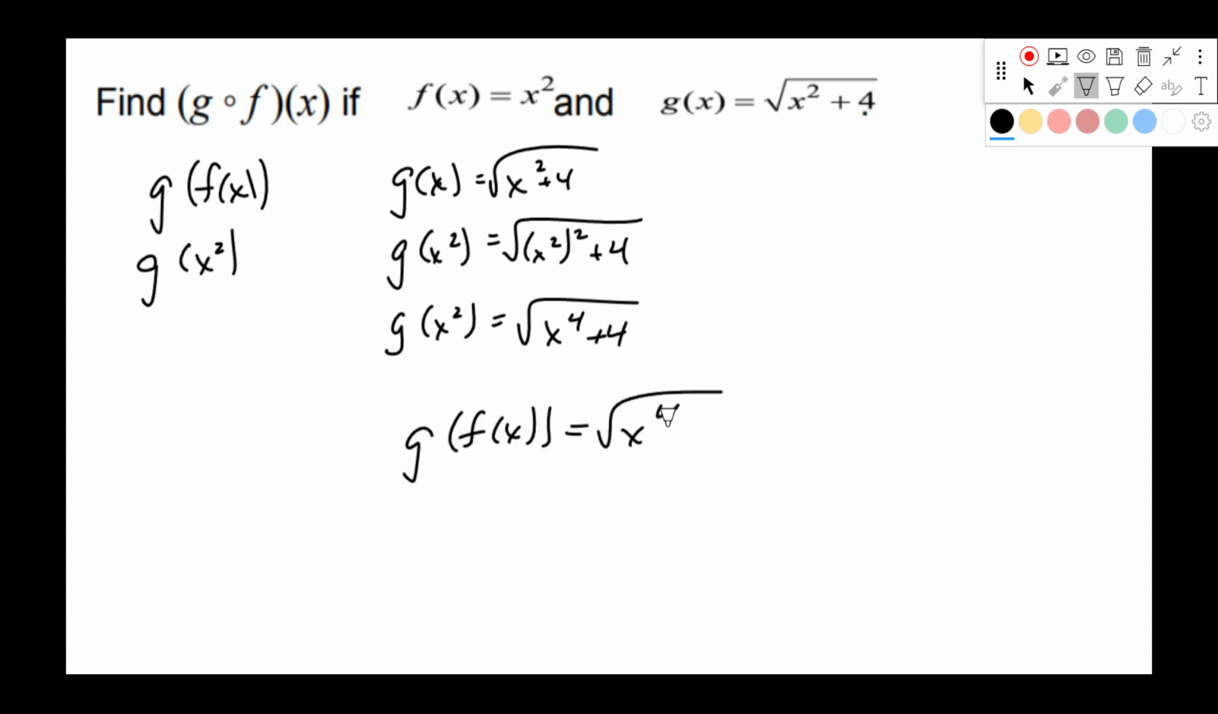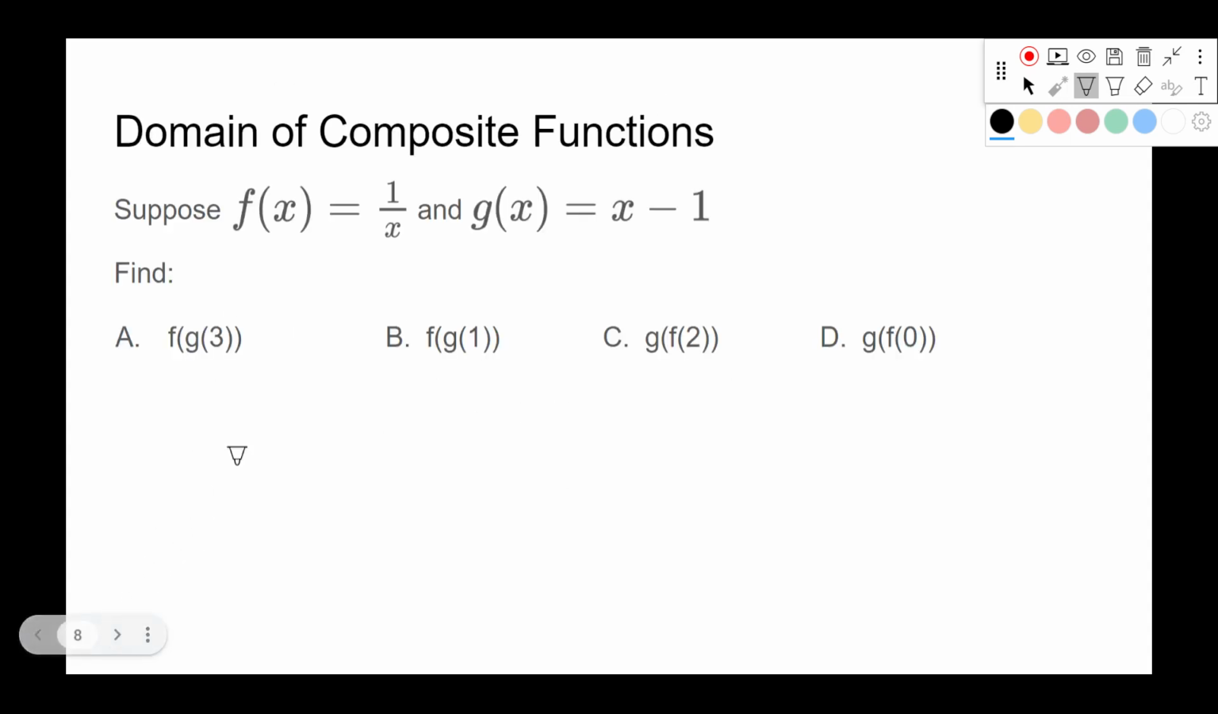The square root of x to the fourth plus 4. Okay, that's how we're doing this, all right?